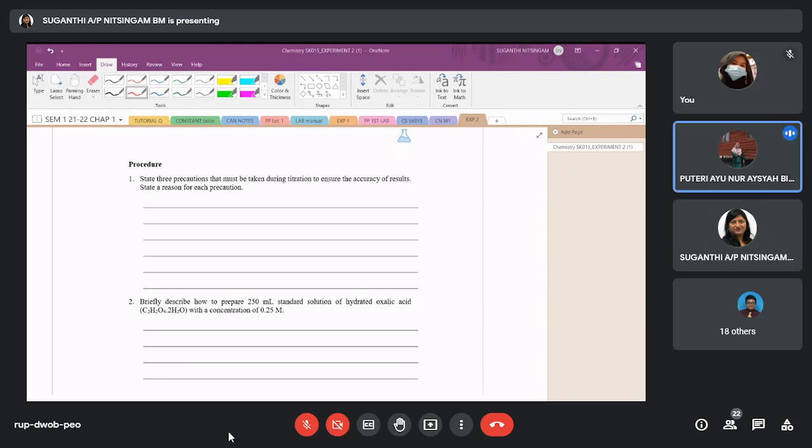The eye level must be perpendicular at the bottom of the meniscus level to avoid parallax error. Okay, so where do you take the reading? At the top of the meniscus or the bottom of the meniscus? The bottom. Okay, so your eye must be at eye level. Your eye and the meniscus reading must be at eye level, so you can see it accurately.